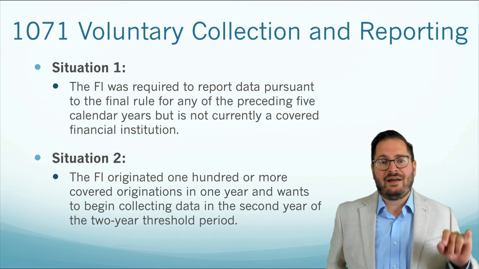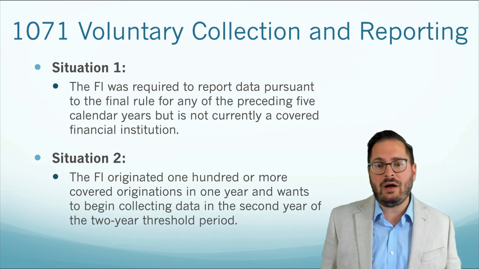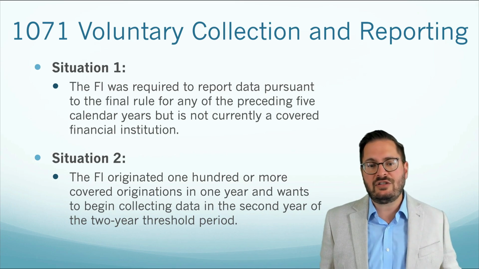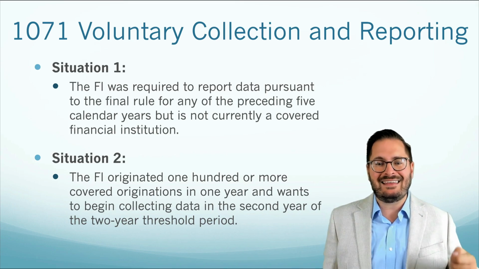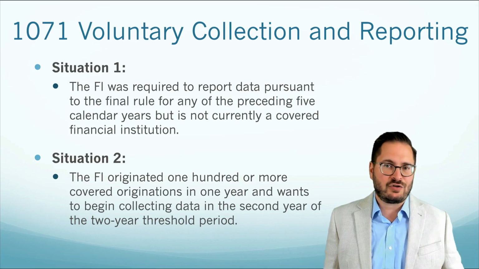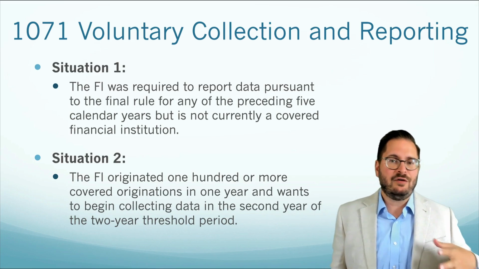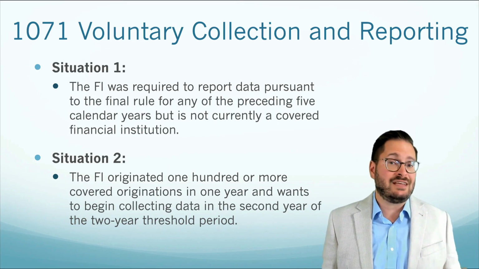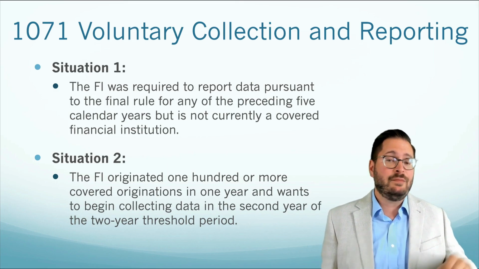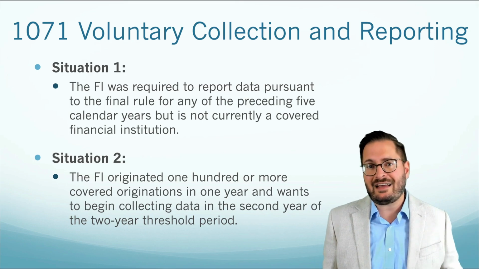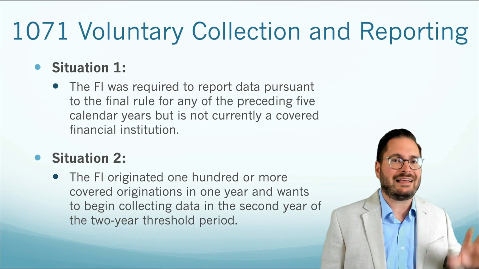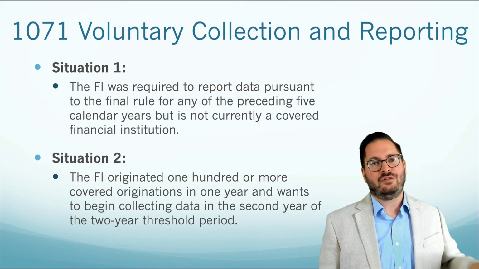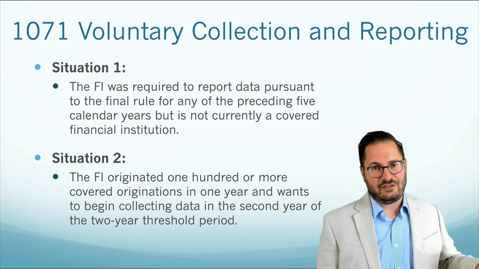Situation two says, a financial institution originated 100 or more covered originations in 1 year and wants to begin collecting data in the second year of the 2-year threshold period. So remember that you have to meet certain thresholds for 2 consecutive years. So if you met it in the first year and you know you're going to meet it in the second year, you can use that second year as a ramp up period to start collecting the data. And you have a safe harbor to do that under the final rule of Regulation B.